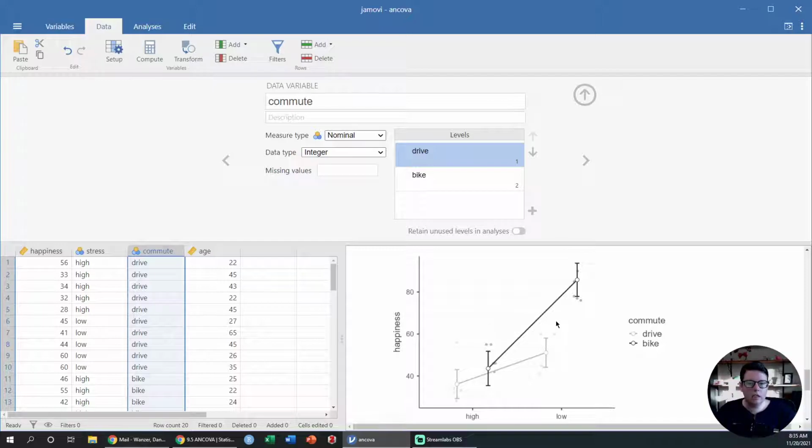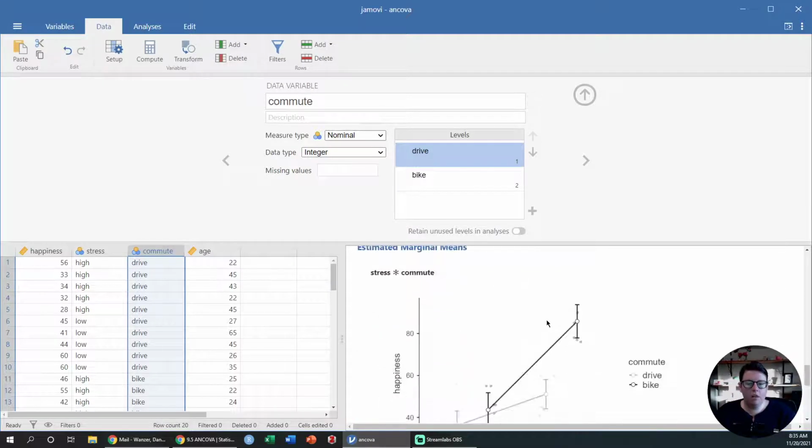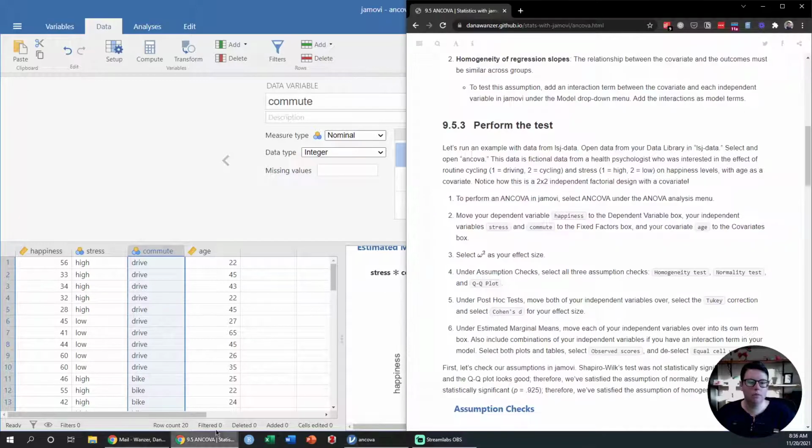Lots to examine, right? And all of this is when we control for the effects of age. That's an important caveat. We're controlling for the effects of age. So let's walk through the write-up now.